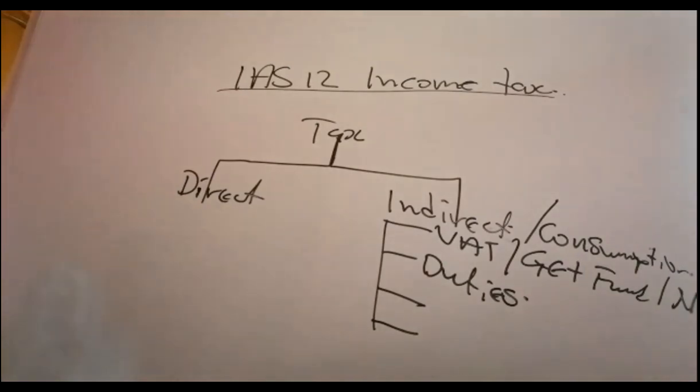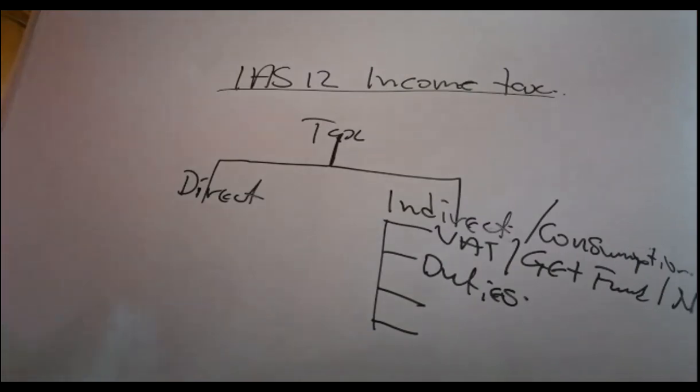Then we have export duty. Export duties are the ones paid when the goods are moving outside the territory of the country. If the goods are moving from Ghana to anywhere, you have to pay some tax on it. Then you can also have excise duty.